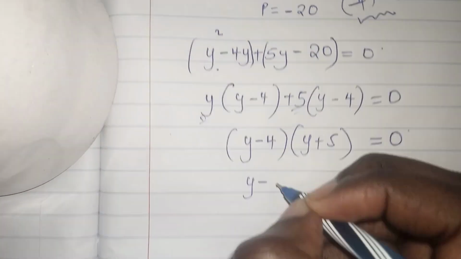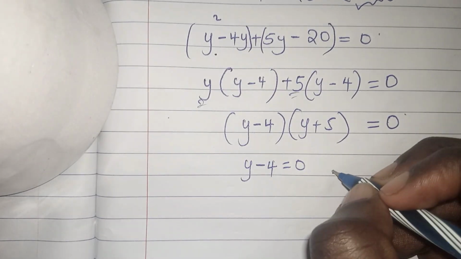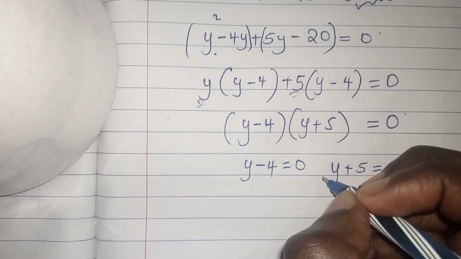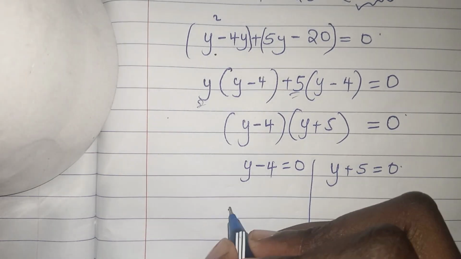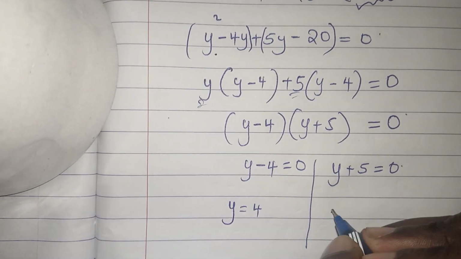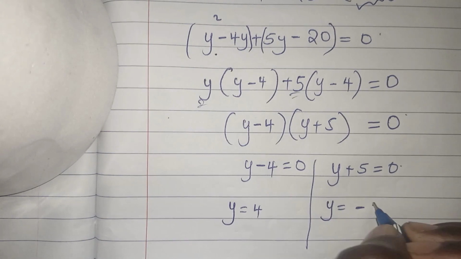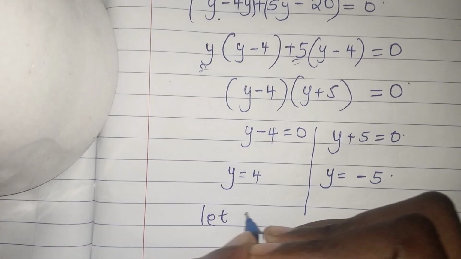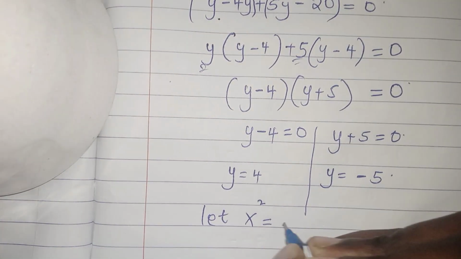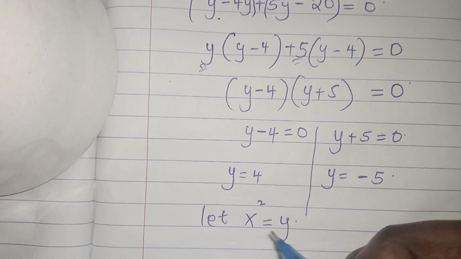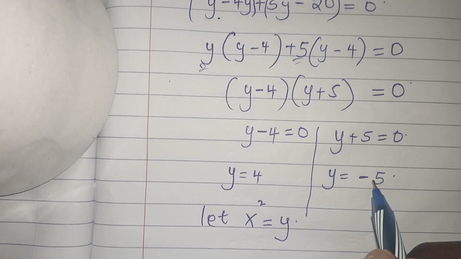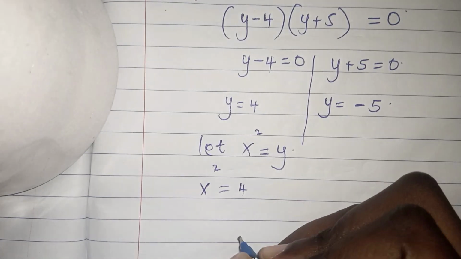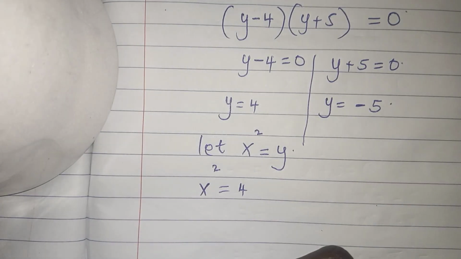So y minus 4 is equal to 0, y plus 5 is equal to 0. So we shall then have two values of y: y is equal to 4, or y is equal to negative 5. Earlier on, we had said let x squared is equal to y. We now have the value of y as 4 and negative 5. So x squared is equal to 4. We can now get the value of x.